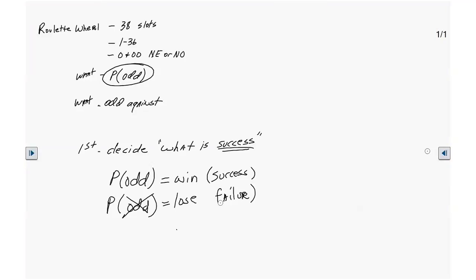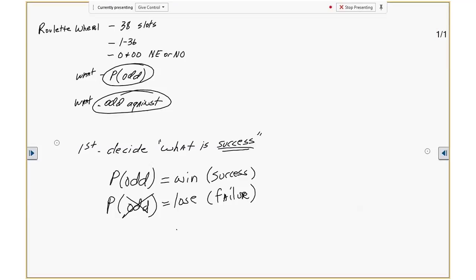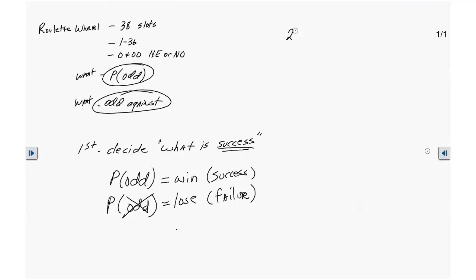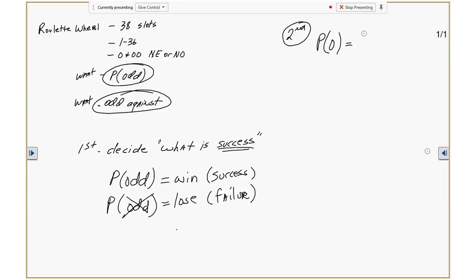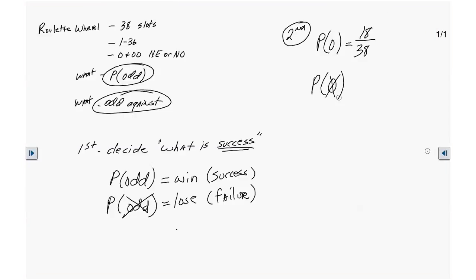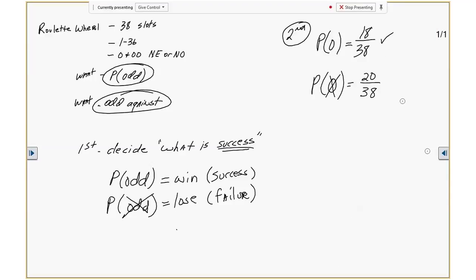Now the only reason I'm doing this is because I'm having to deal with this. If I just ask for the probability, then I just ask for the probability. But once you ask for the odds against, you have to take this into effect. So that's just something you need to do second. You need to find the probability. The probability of an odd would be equal to 18 over 38. And then the probability of not odd is equal to 20 over 38. And there's your probability. That's what it's asking for on here. The reason I did the complement of this is because you're going to need it in step three.